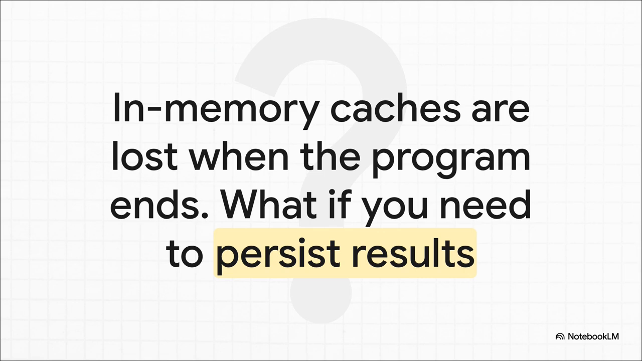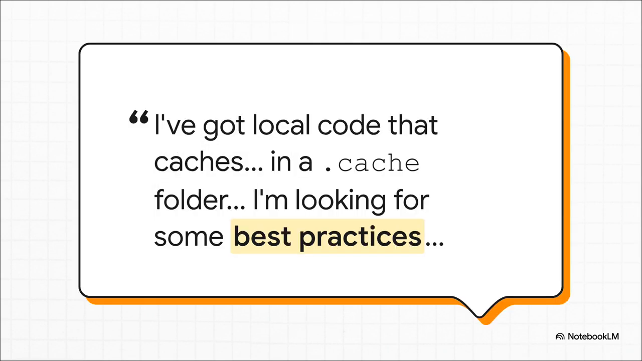In-memory caches are fast, no doubt, but they get completely wiped every single time your script finishes. So what do you do if you're building a tool that needs to remember results from the last time somebody ran it? This whole problem was just framed perfectly by a developer on Reddit. They asked, I've got some local code that caches in a .cache folder, and I'm looking for some best practices. They want to publish their awesome code as a library for others to use. But how do you properly handle a cache that has to live on somebody else's computer?